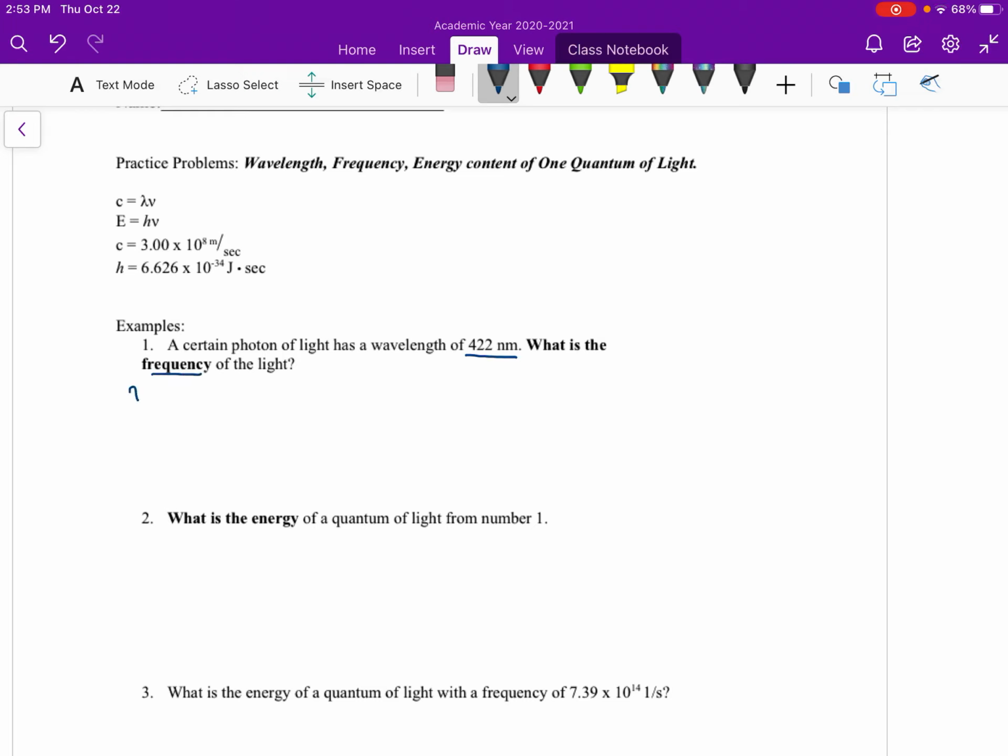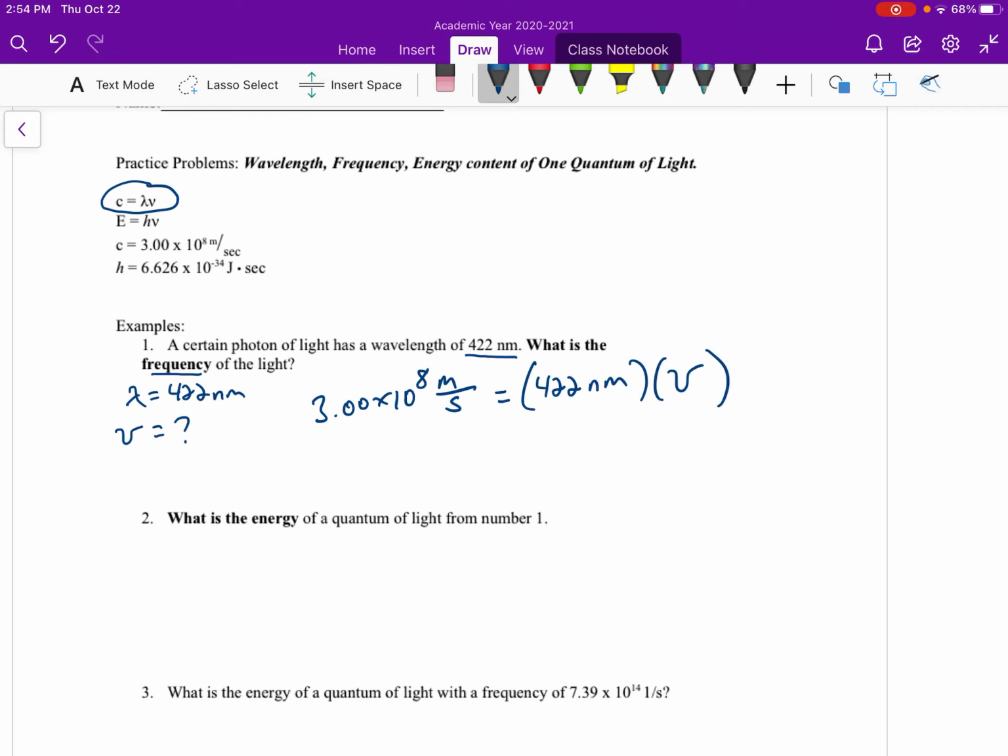So I know that my wavelength is 422 nanometers, and I want to know frequency. So which formula should we use? Well, the one that has wavelength and frequency. So I'm going to use that one. I'm going to say that the speed of light equals wavelength times frequency, or ν. What is the problem? Well, here's the problem. Nanometers, meters. You've got to change one of them. It doesn't matter which one you do.